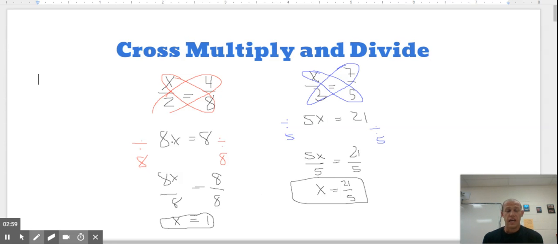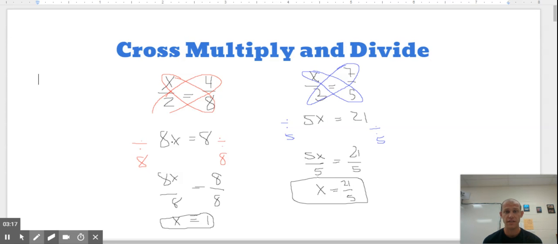So this has a lot of uses. It has uses in algebra. It has uses when you're dealing with percents, trying to find the missing part. It has a lot of different uses, the cross multiply and divide method. But you need to know where it comes from. So it's not magic. It does have math behind it.